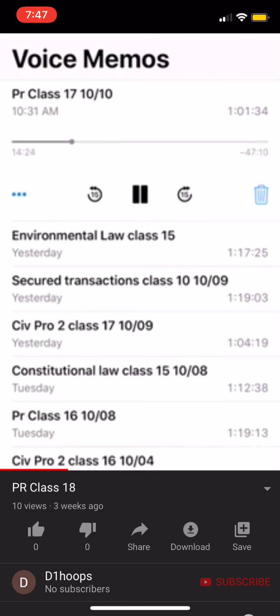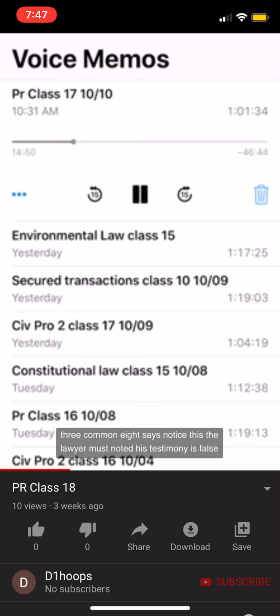You don't have to remember the rule numbers and everything for the exam or for the MPRE. I'm just doing it so you go and look at the rule. So Rule 3.3. And you'll see when we get to the second part of this problem why this is important. So 3.3, comment 8 says, notice this, the lawyer must know that this testimony is false. So the prohibition against offering false evidence only applies if the lawyer knows that the evidence is false.